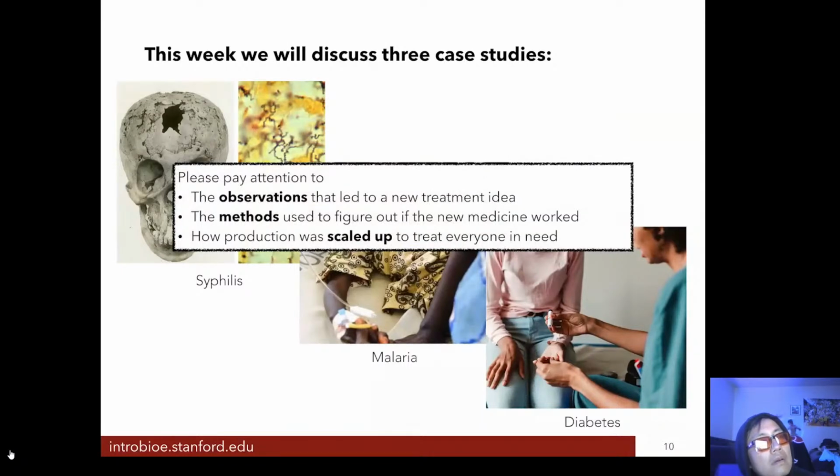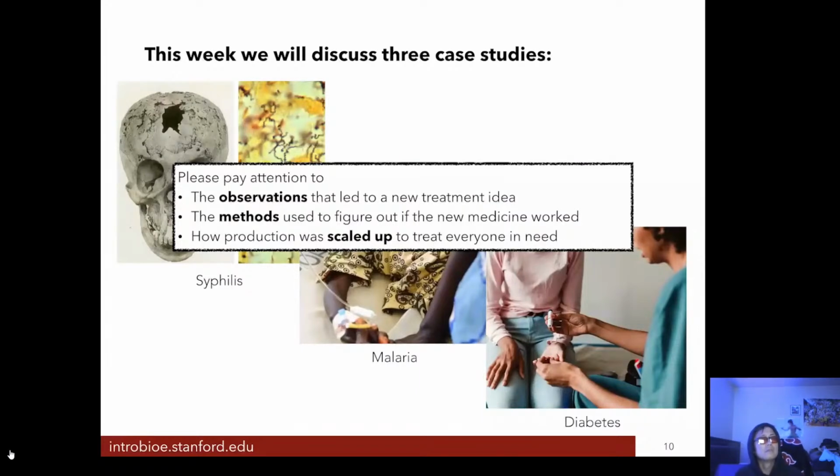So somebody had maybe a friend who had syphilis, and they're like, what do I do to treat this person? Well, they observed something around them that led to a hypothesis about what they could use to treat their friend. And so I want you to keep track of what the observations are that led to new treatments.